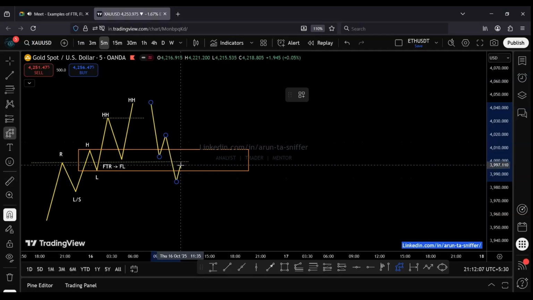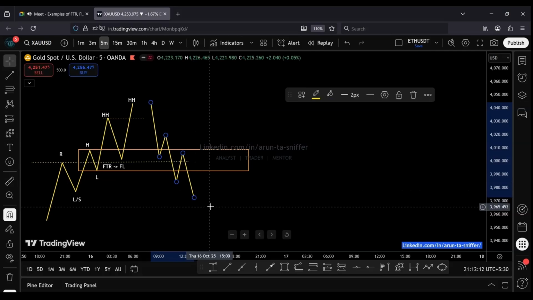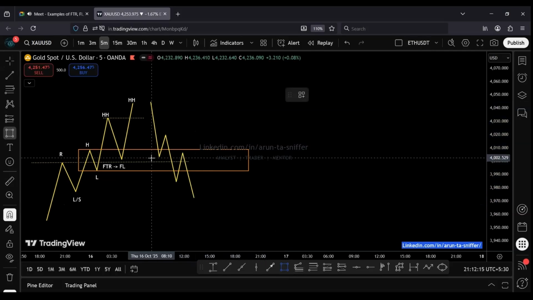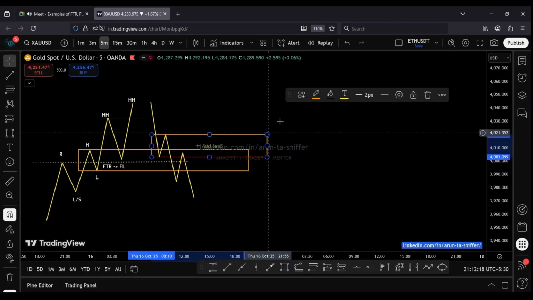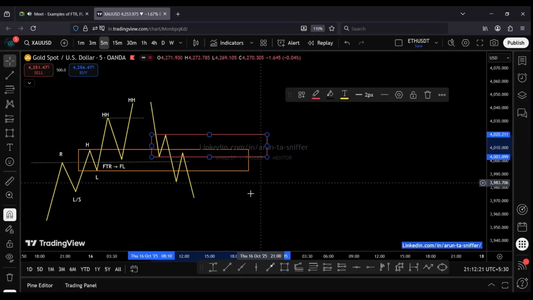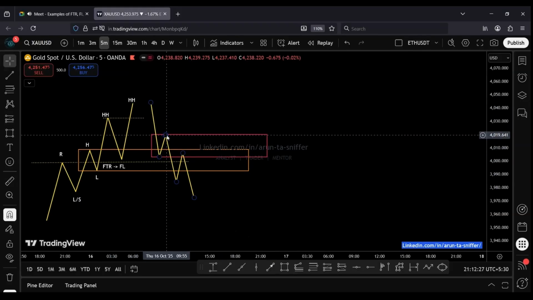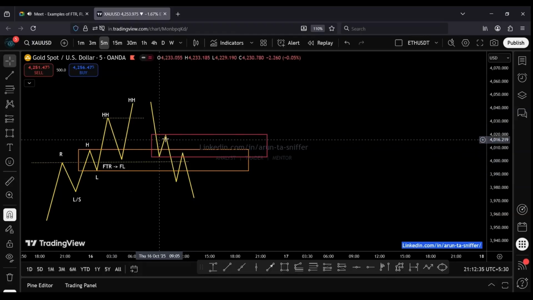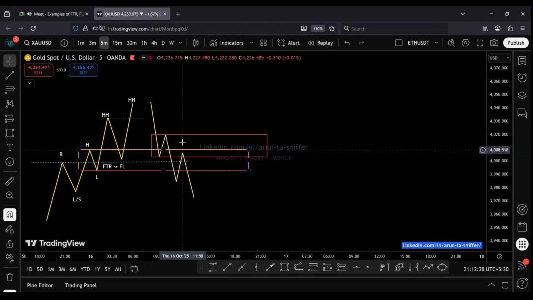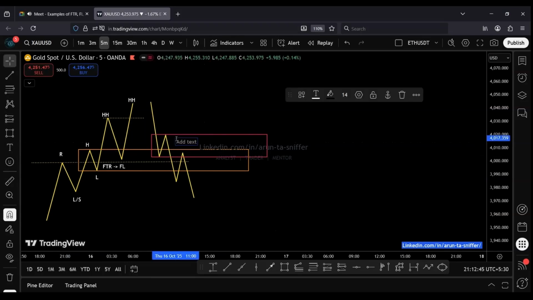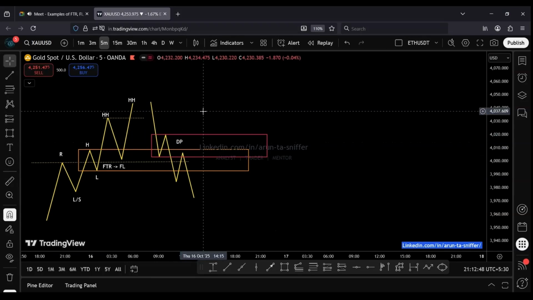go up again and come back here. This zone, this is where we decided to break this FL. Came down to this FL, bounced back a bit, but decided finally to break this FL. So actually the decision to break this FL was made in this area. This whole zone we call DP or decision point, right?